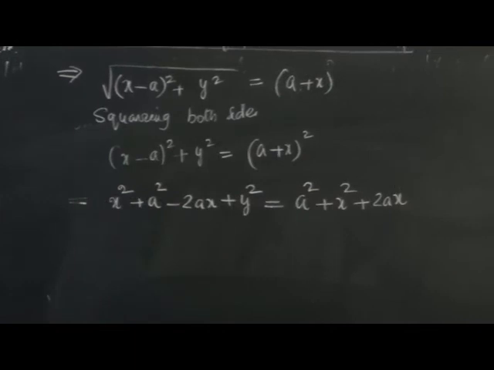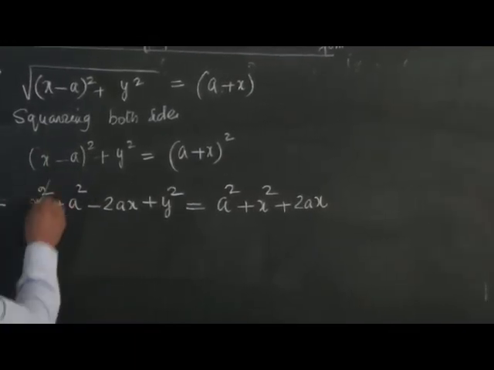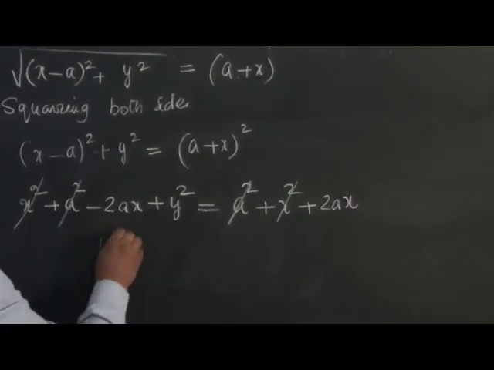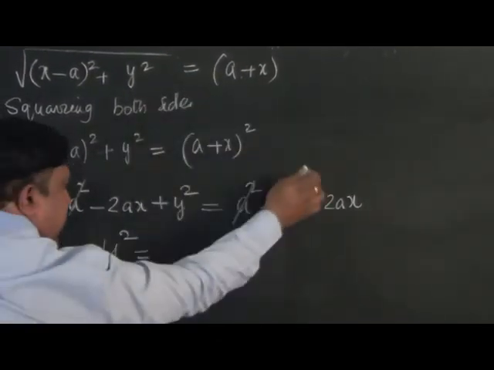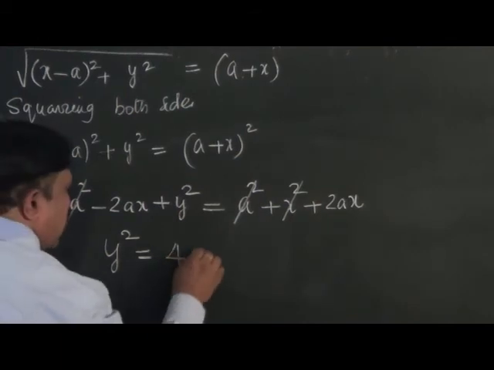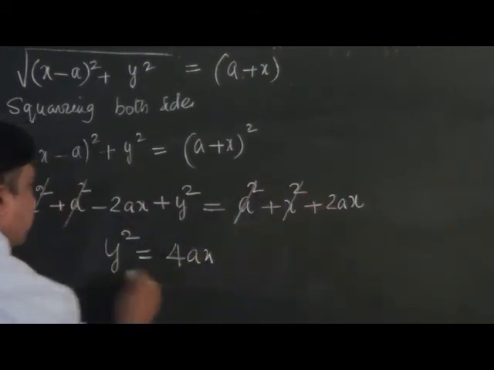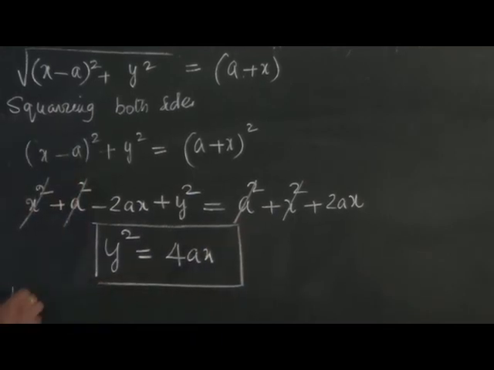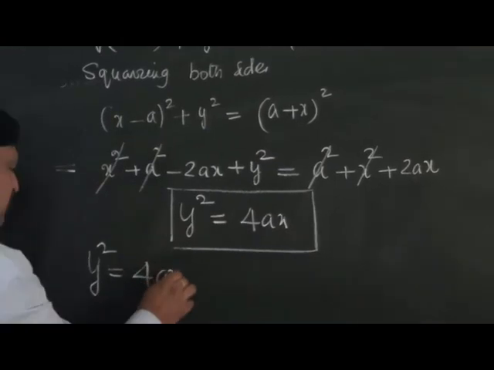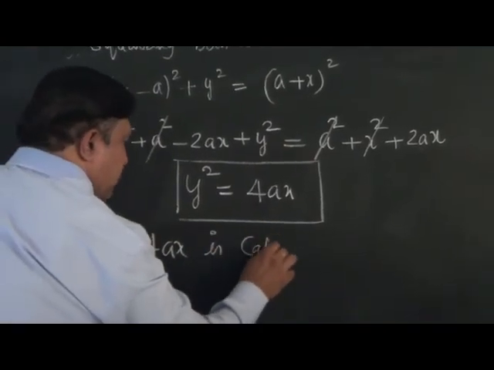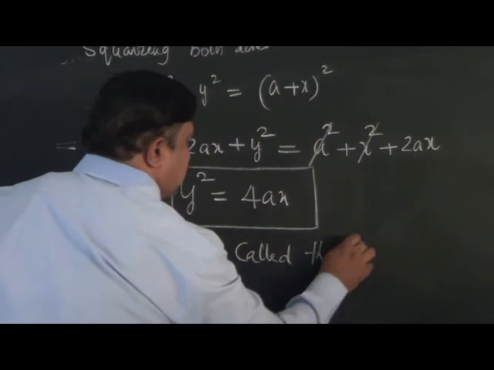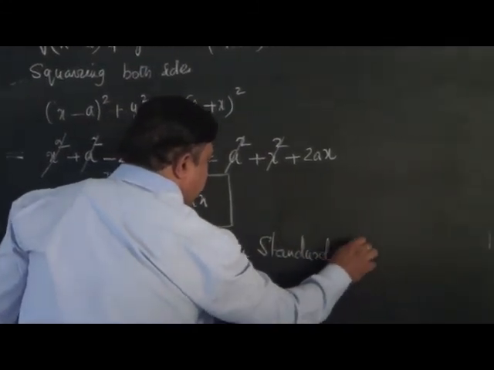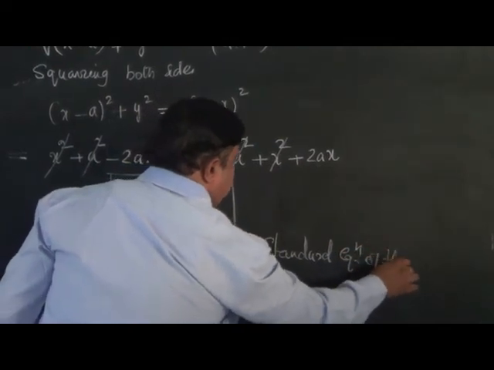You can cancel the terms having the same sign on both sides. x square and a square cancel on either side. So you get y square equals 2ax plus 2ax, which becomes y square is equal to 4ax. Y square is equal to 4ax is called the standard equation of the parabola.